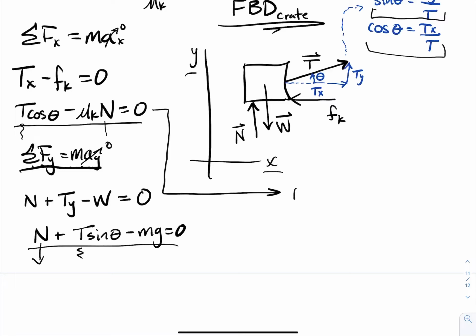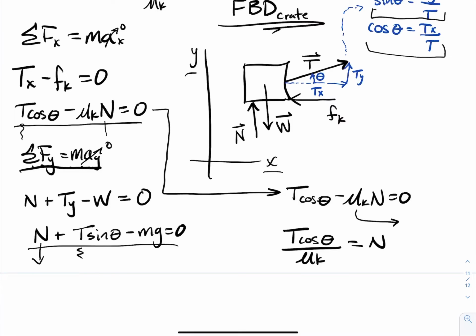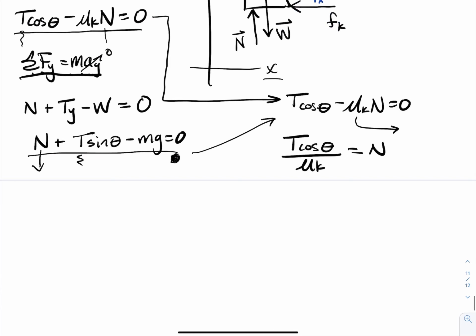So we have T cosine theta minus mu sub k n equals 0. I'm going to add this over, and then I'm going to divide by mu sub k. So I get T cosine theta divided by mu sub k equals n. Now I can substitute that in for this n. Actually, I think it would have been easier to just do it the other way, to substitute this expression into that, but it shouldn't matter, so I'm just going to keep going.